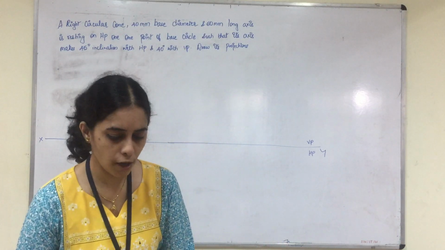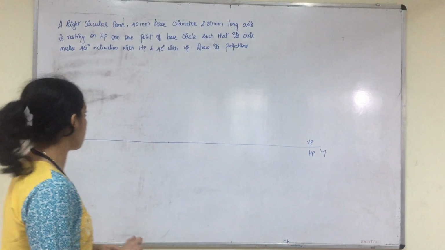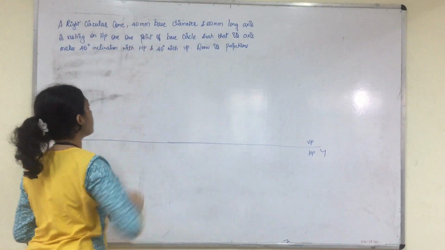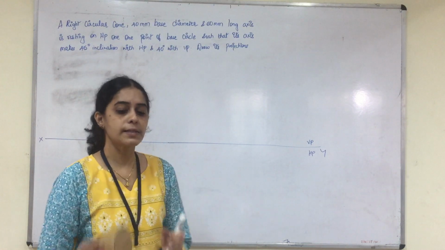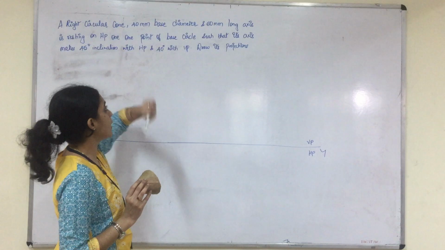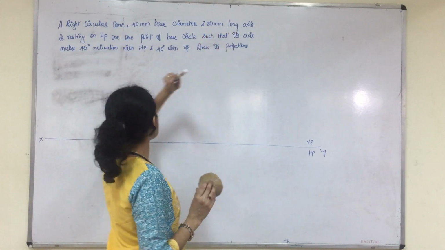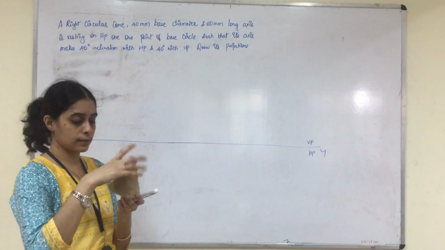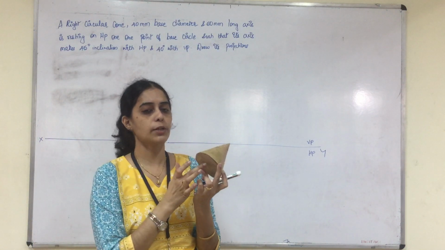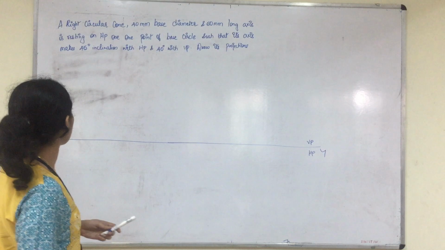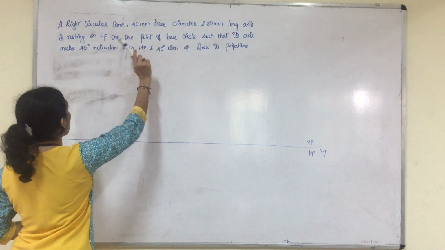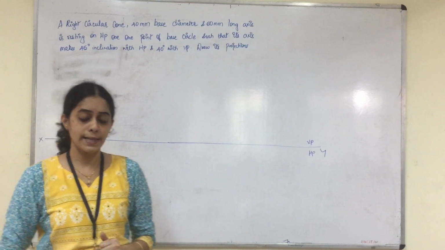Today we'll solve a problem on a circular cone. The question is: a right circular cone of 40 mm base diameter, meaning the base circle is made with a diameter of 40 mm, and 60 mm is the axis length. The axis height is 60 mm from the apex to the bottom center. And how is it resting? It is resting on one of its points on HP in the base circle.